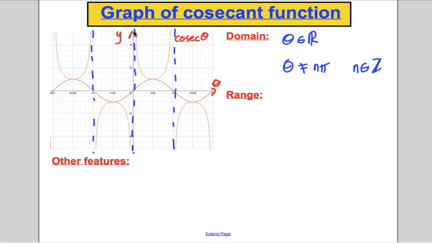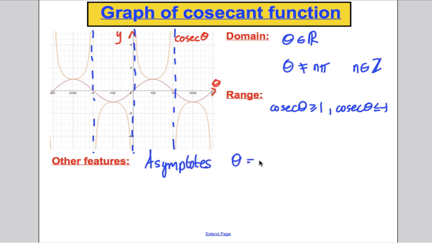What's the range of the function? Well, the y numbers it takes are always bigger than or equal to 1 or less than or equal to minus 1. So cosec theta is always bigger than or equal to 1, or it's less than or equal to minus 1. It's not anything between 1 and minus 1. And some other features, well, the asymptotes, we've already talked about where the function's undefined. The asymptotes are at the lines theta is equal to n pi, where n is a member of the integers. n is an integer. What else can we say about this here?